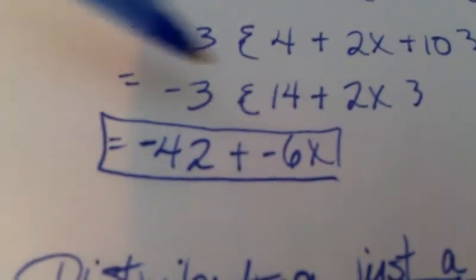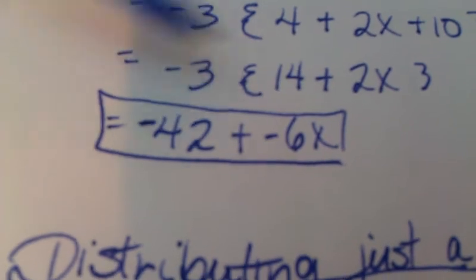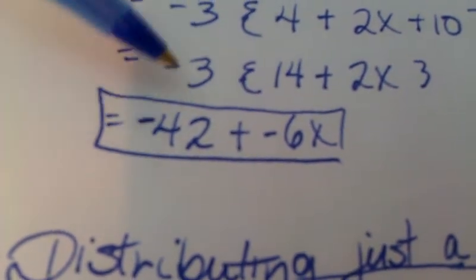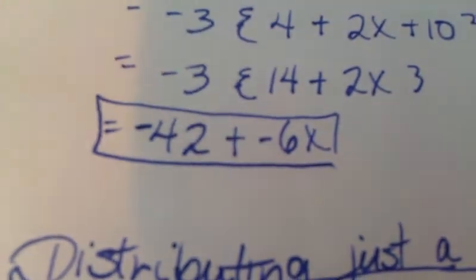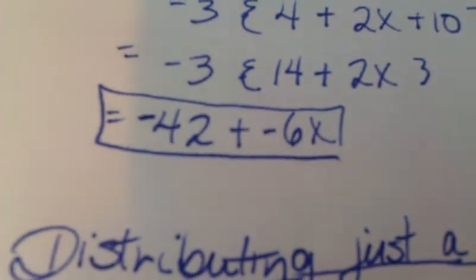My final step is to distribute this negative 3, which is negative 3 times 14, which gives me a negative 42, and negative 3 times 2x, which gives me a negative 6x. I cannot combine these because they are not like terms.